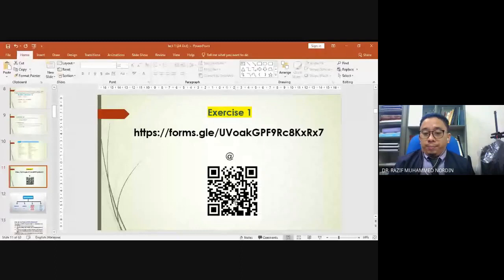Okay guys, kita sambung dengan lecture. Boleh? Boleh, Doktor. Alright. Okay. Yang lain yang belum menjawab soalan tu, bolehlah secara perlahan-lahan.